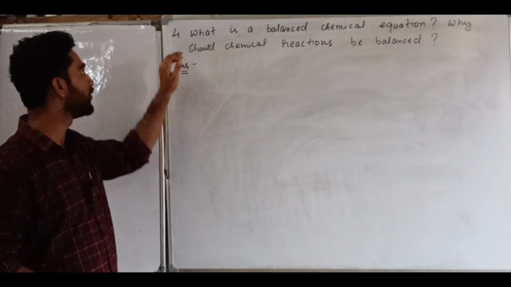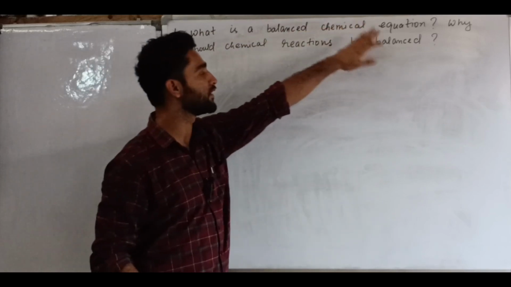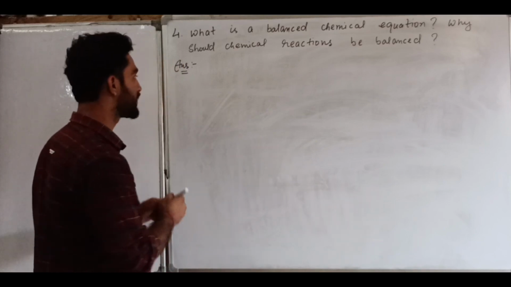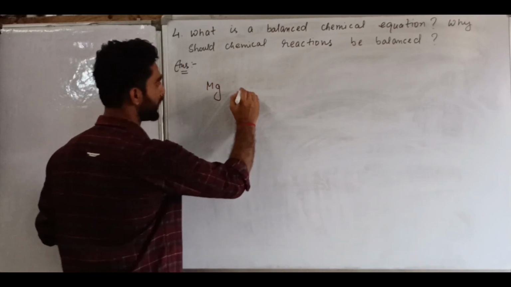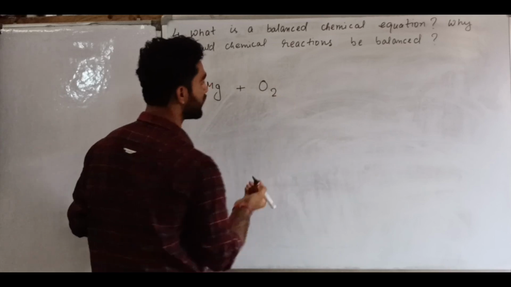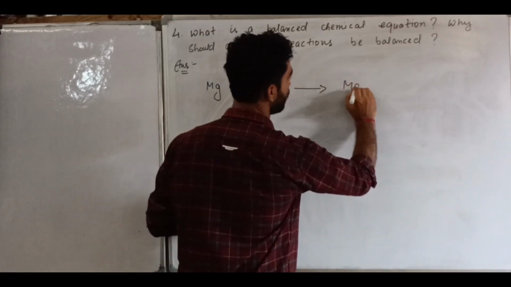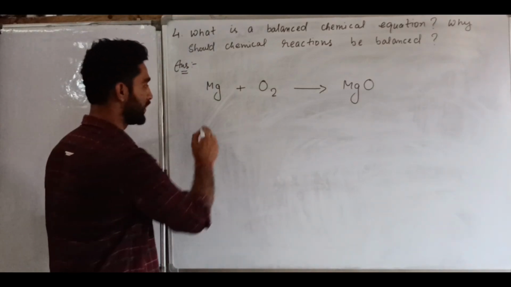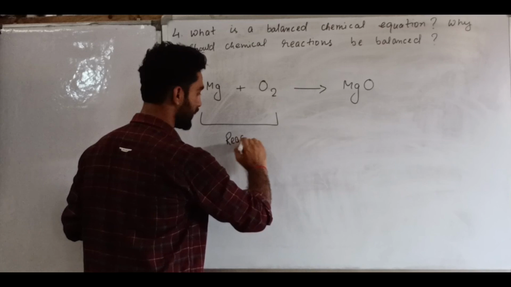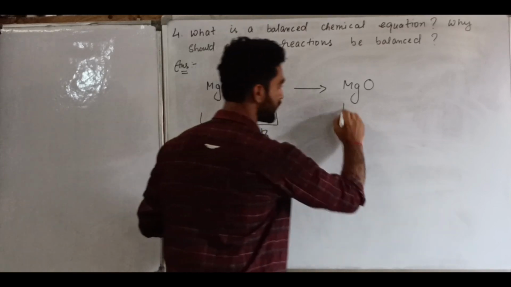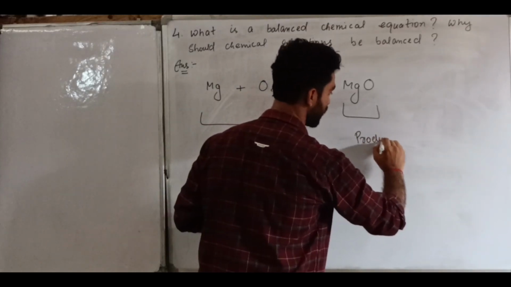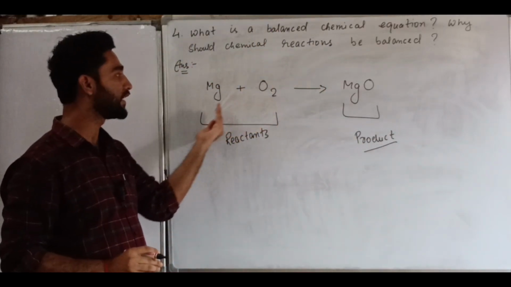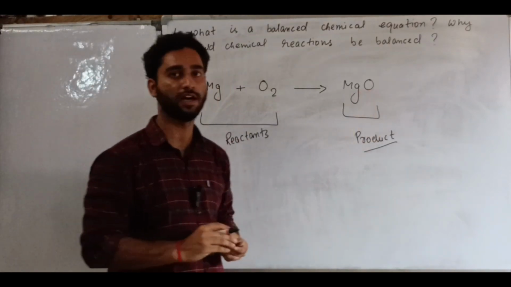Okay, now let's see question number 4. What is a balanced chemical equation? Why should chemical reactions be balanced? For example, if I write an equation, magnesium plus oxygen, they form magnesium oxide. Now, if you look at the equation, the left hand side is called the reactants and the right hand side is called the product. So a balanced chemical equation means that the number of atoms in the reactant side should be equal to the number of atoms in the product side.